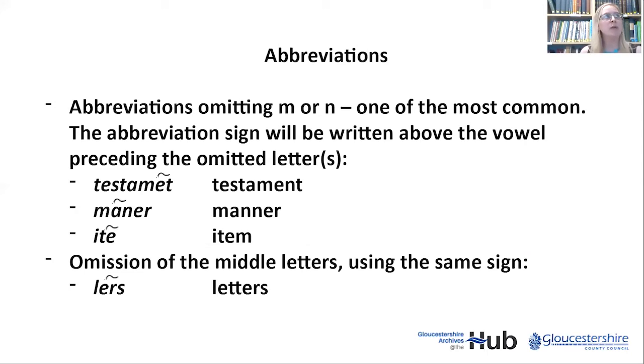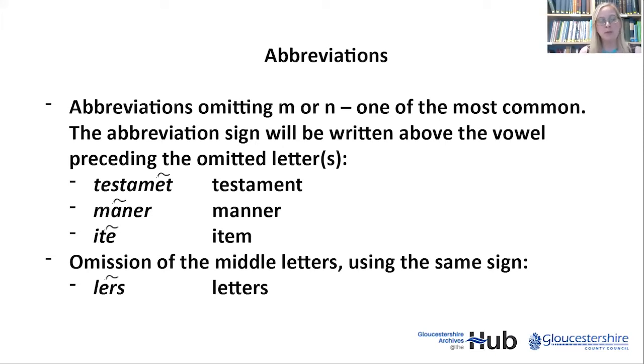So abbreviations, we have quite a few within 18th century documents, quite a few within legal documents. And these can take various forms. So we've got these nice little, I don't really know what to call it, little wiggly line on top of words. This generally means it's an omission of an M or an N or some letters within the middle of a word. So the ones at the top, testament, manner, and item, that little line is there to show that an M or an N are missing, and basically you have to try and work out what makes the most sense.